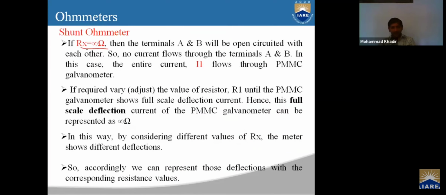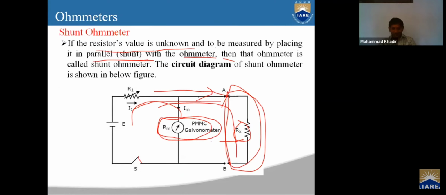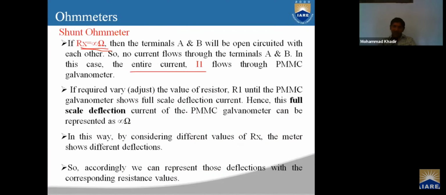In this, if Rx is infinite ohms, then what will happen? It is an open circuit at A and B, then the entire current flows through the PMMC galvanometer. So here, if it is open, the current will move toward the PMMC side. The current I1 goes to the PMMC side along with the IM current. Here, then your current is more, it will be deflected. The full scale deflection will take place in the PMMC. Then the resistance shows as infinite ohms.